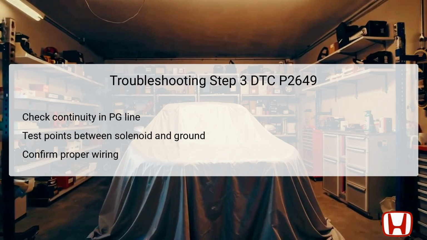A successful continuity check indicates that the PG line is functioning properly, allowing electrical signals to pass between the solenoid and the ground. If continuity exists, you can move on to the next phase of troubleshooting. Conversely, if there is no continuity, it signifies an open circuit in the PG wire, requiring repairs to restore proper connectivity.